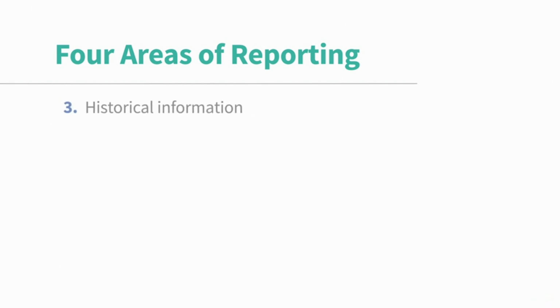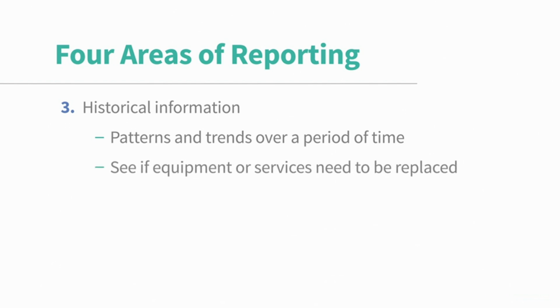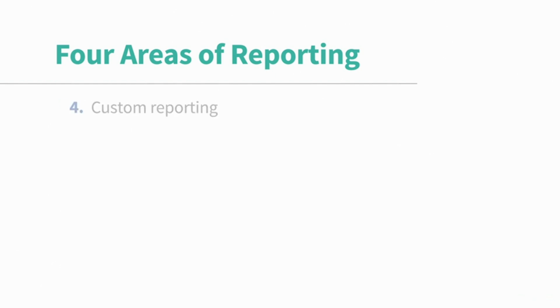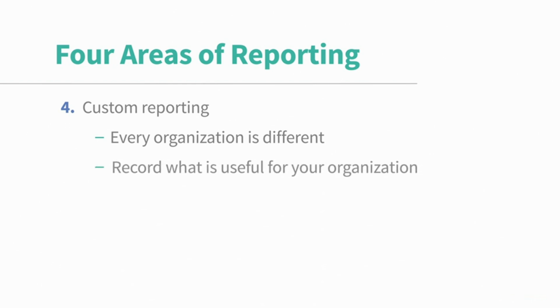Historical information is our next reporting type. This provides patterns and trends over a period of time to see if equipment or services need to be replaced. Finally, you'll want the ability to do custom reporting. No two organizations are alike, so it's a good idea to be able to create reports with information that is most useful for you.